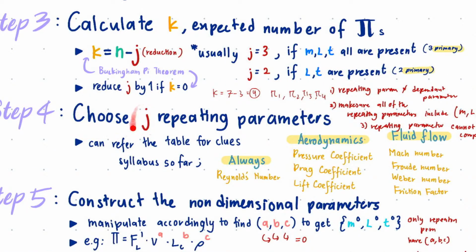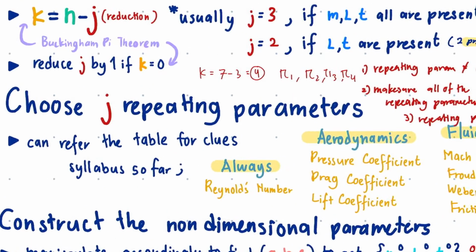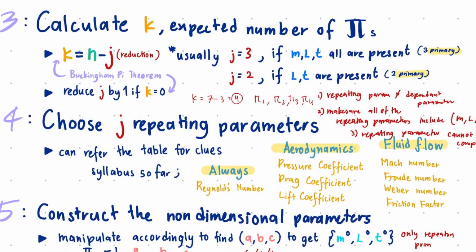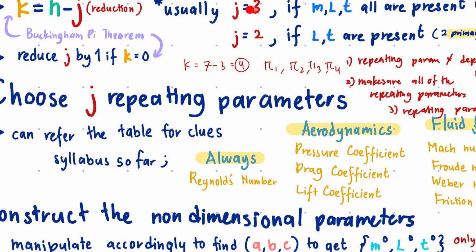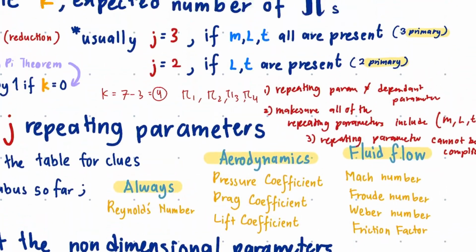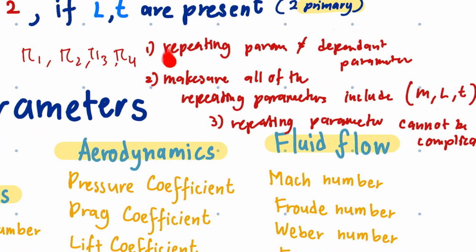So we need to choose j repeating parameters. j is the number of reduction, so we also have to decide how many parameters we need to keep constant. There are 3 total parameters that we need to keep constant. And this is how to choose the repeating parameters. Repeating parameters cannot be the dependent parameter, so it cannot be the lift force. Also make sure all of the repeating parameters include MLT.